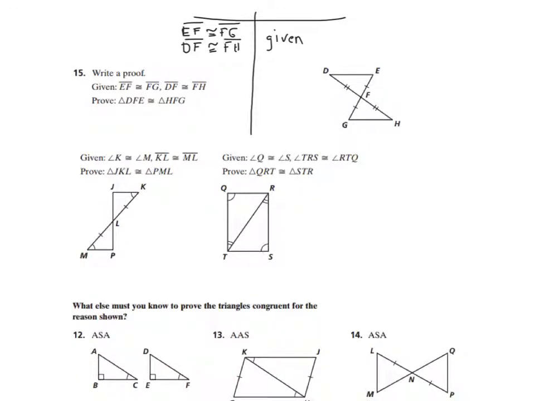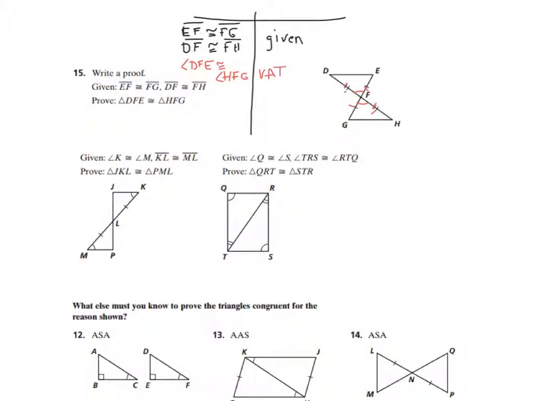Okay, for this proof I already wrote in the given, so now I'm going to mark each one of mine. So it is already marked. EF is congruent to FG. DF is congruent to FH. The second thing I can say is I can see that these are vertical angles. I don't want to say angle F is congruent to angle F by vertical angle theorem. I want to specify what angle F is. So angle DFE is congruent to angle HFG by the vertical angle theorem.